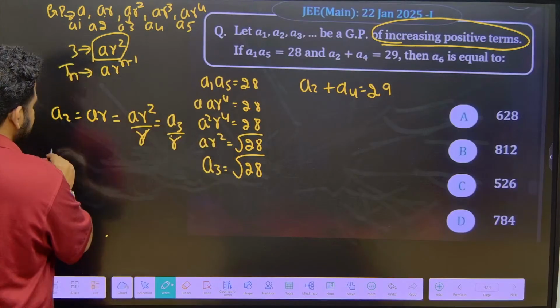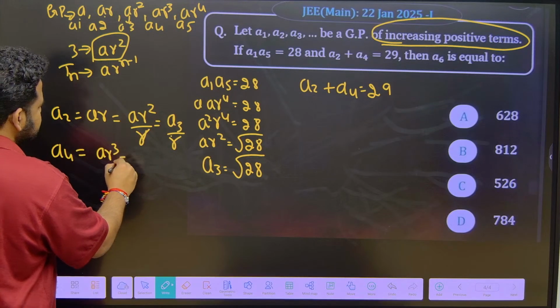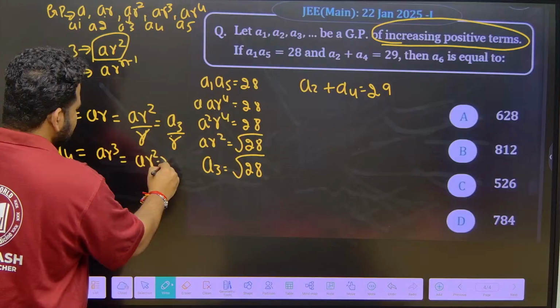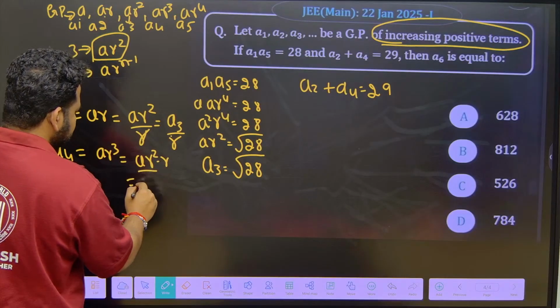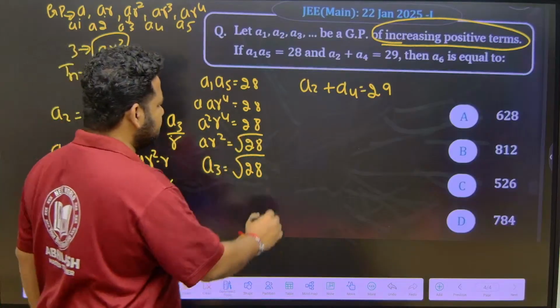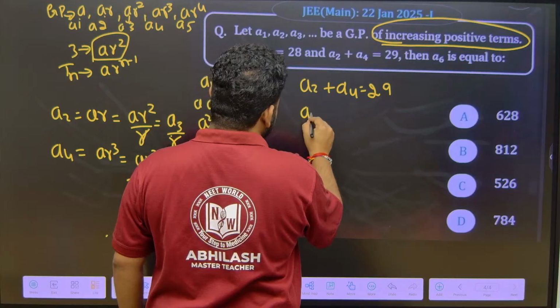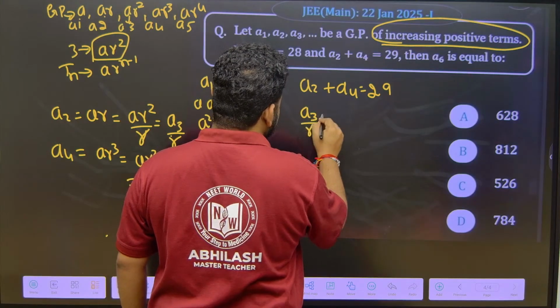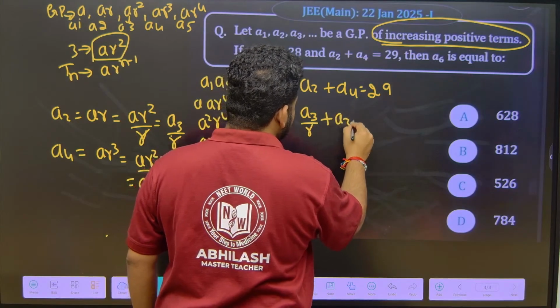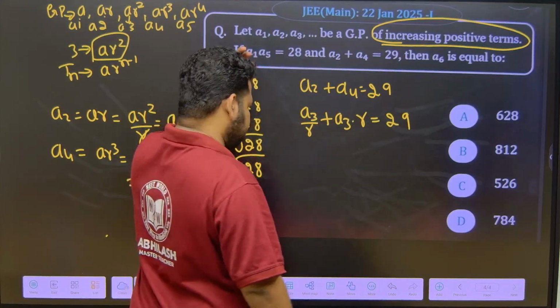Similarly, A4 is nothing but equal to AR cube. So this can be written as AR squared into R. AR squared is nothing but equal to A3. So in terms of A3, A2 will be written as A3 by R, and A4 will be written as A3 into R. So that sum is 29. Now if I put the values, A3 is what?